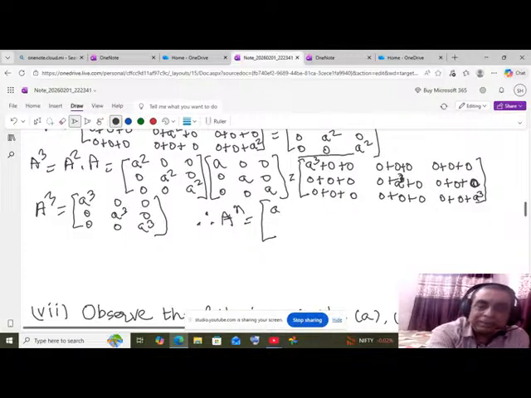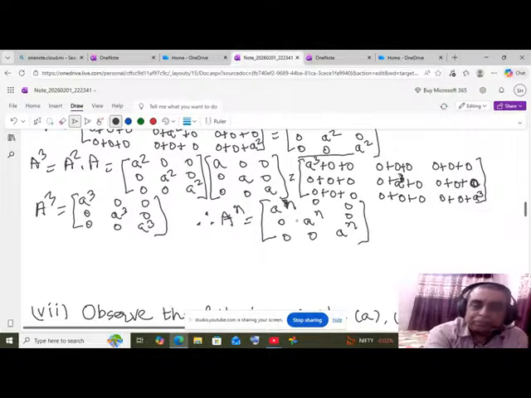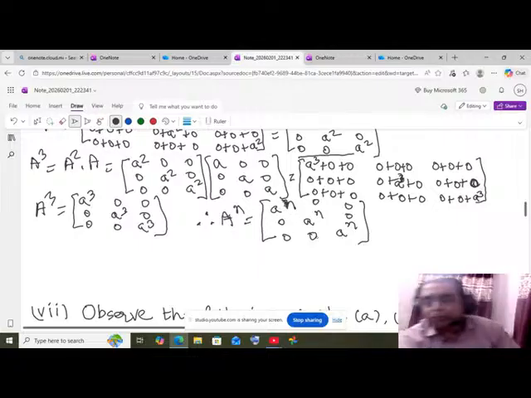So the elements in the leading diagonal will be a to the power of n. The leading diagonal elements will be a to the power of n, and all other elements will be 0. So that is the conclusion.